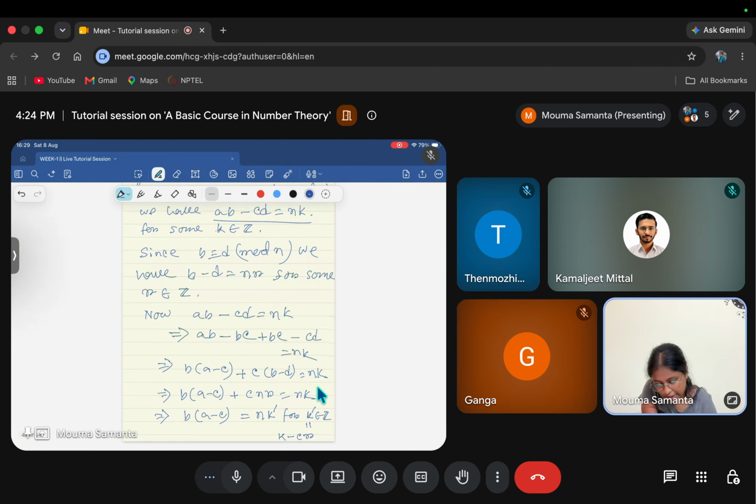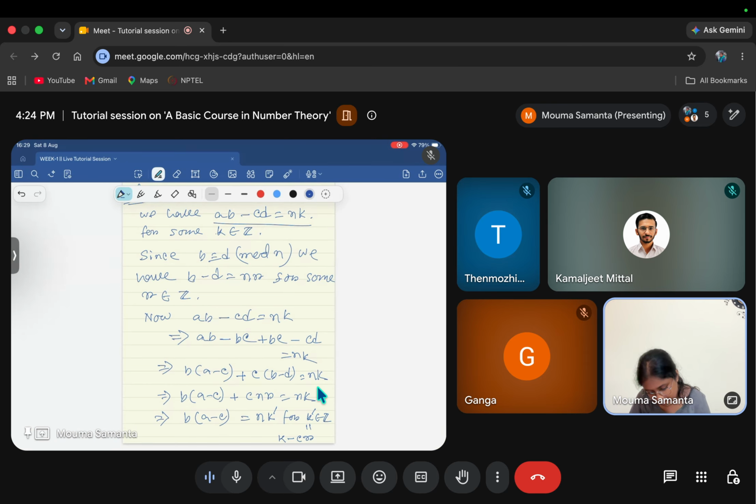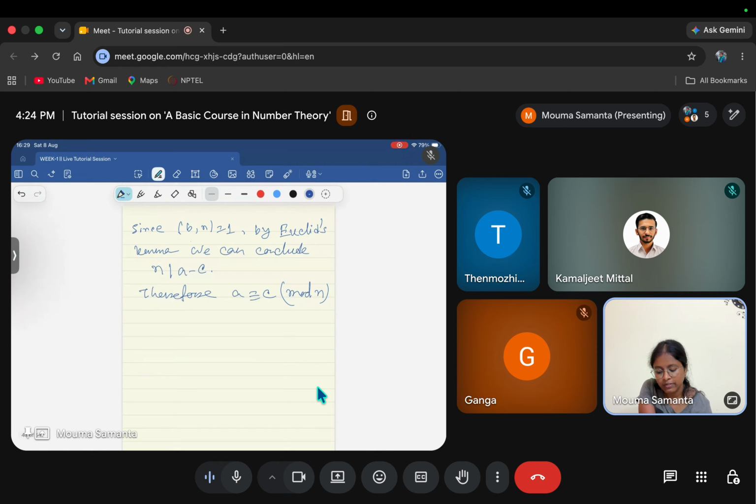So this statement is saying n is dividing b times (a minus c), and then by the given condition GCD of b and n is 1, and then you use Euclid's lemma, it will give you n is dividing a minus c. So therefore we are done.